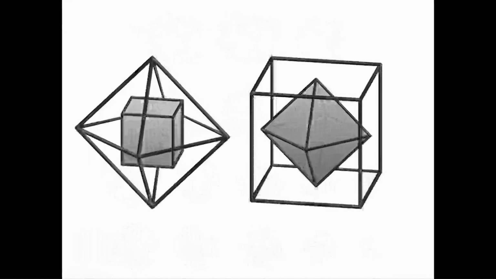Another interesting relationship of the cube and the octahedron is that they are duals of each other, which means that the vertex of each of them will sit directly in the center of the face of the other. As you can see in this diagram, with the cube touching the middle face of the octahedron and the octahedron touching the middle of each face of a cube.